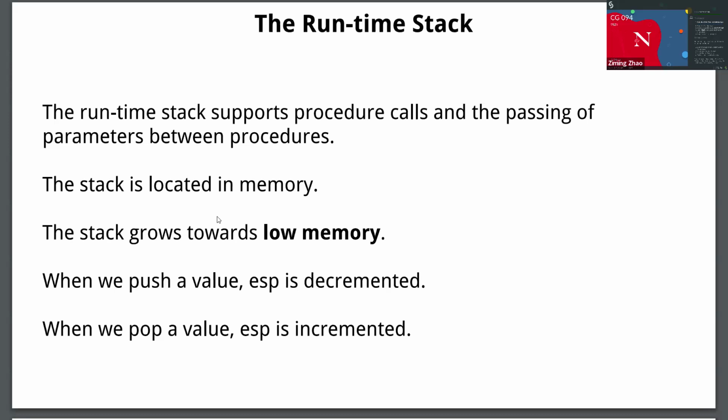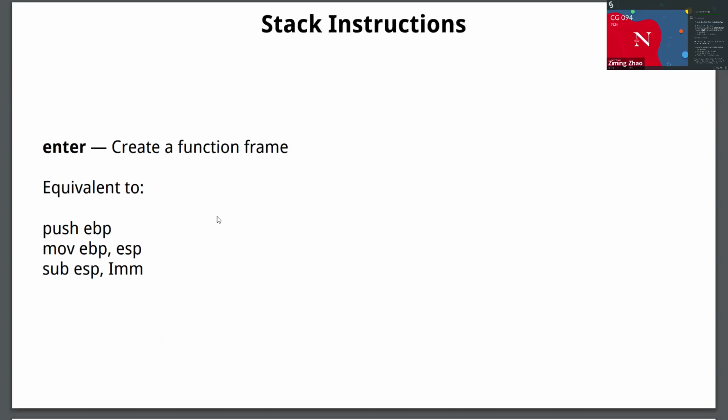Okay, so the Intel and ARM stacks grow towards low memory because when you push something, the ESP value is minus 4. Yeah, so it grows to a lower memory. So if we pop something, the value actually increments.